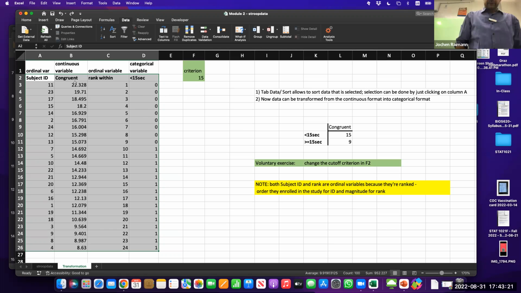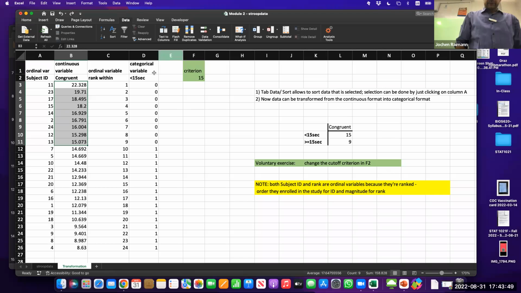So now, since we know this is ordered by reaction time, and you want to classify into slower than 50 seconds or faster than 15 seconds, you can define here a categorical variable where everybody who's faster gets a 1, and everybody who's slower gets a 0. That's one way how to define a categorical variable based on the continuous variable.